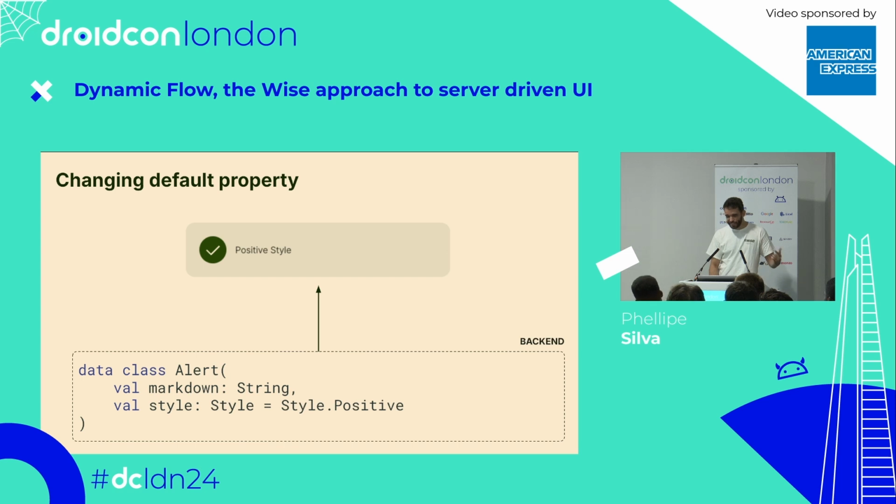And an even less obvious one is, for instance, if you change the default property of a class. Let's say here my default style is positive, and I change it to negative. This is not going to generate any compilation error or any crash, but this is a visual, behavioral breaking change. Your integrators, your backend engineers, are expecting the system to behave in a certain way, and suddenly it's behaving in another way. So this we need to take care about.